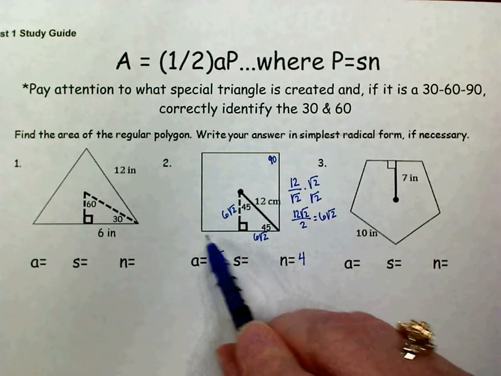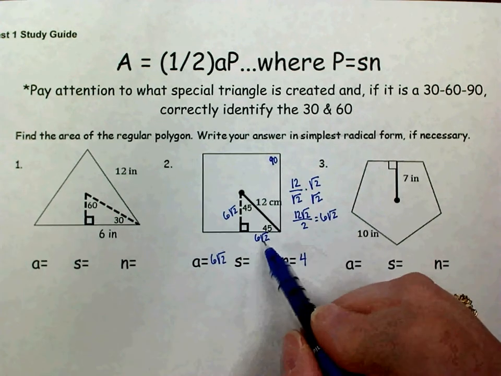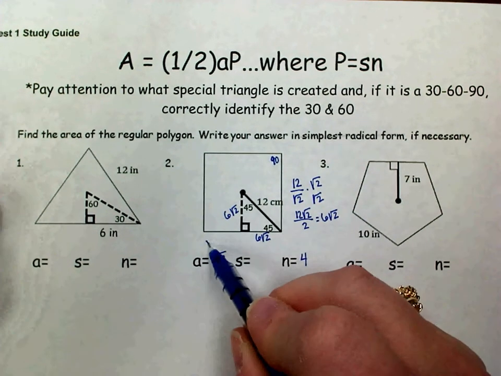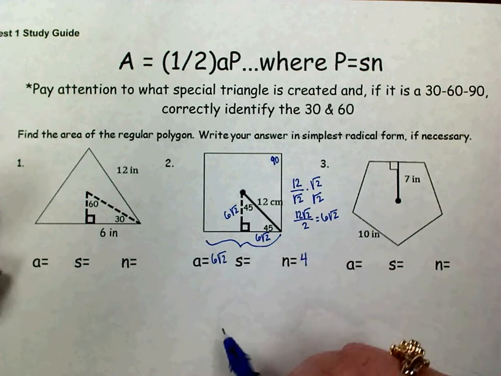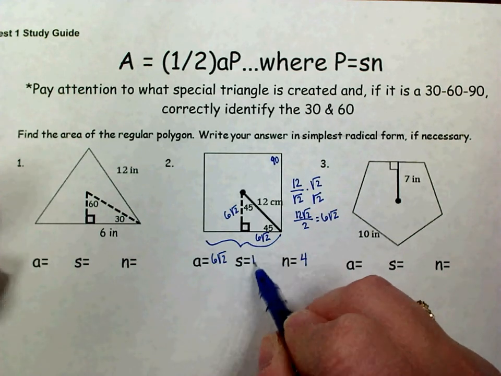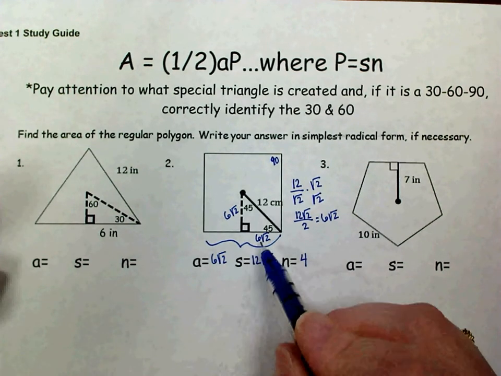It gives me half of the side length. So when I double 6 square roots of 2, remember only the number outside the radical is going to be multiplied by the 2. So the side length is 12 square roots of 2. Only the 6 is doubled.